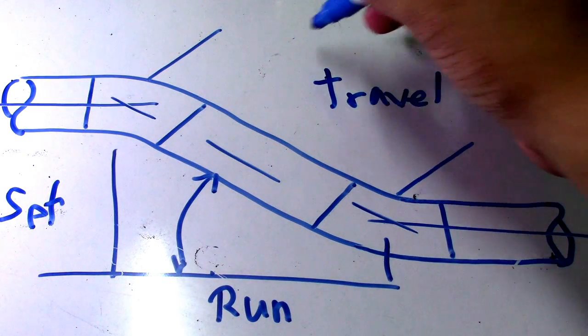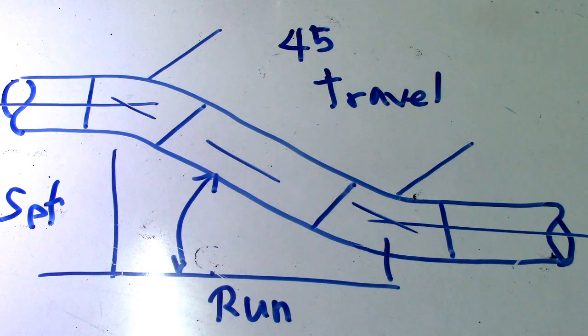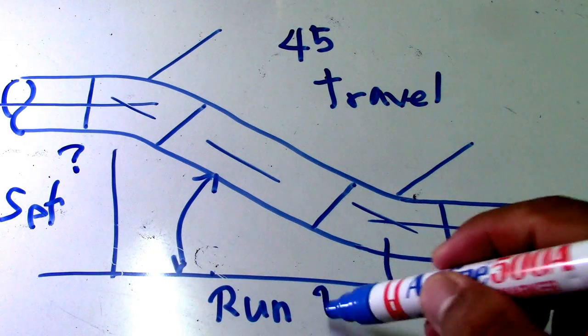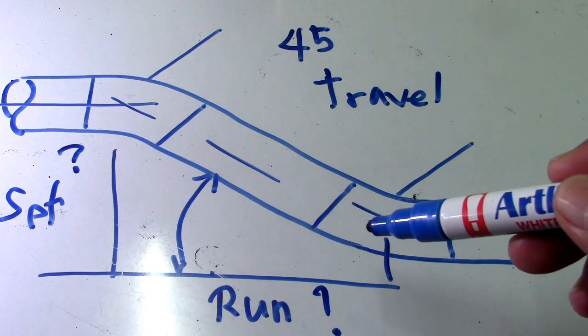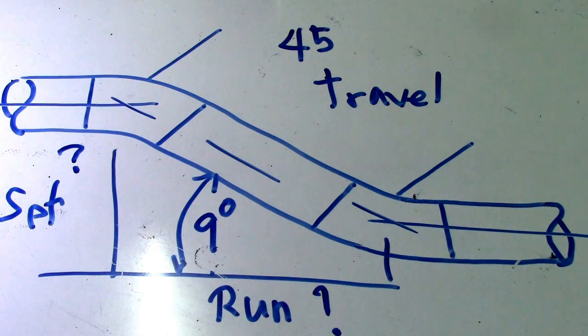We have a given travel of 45, and the question is set and run. Okay, and the given degrees is 9 degrees. So first we will compute the set. Okay. Next is run.